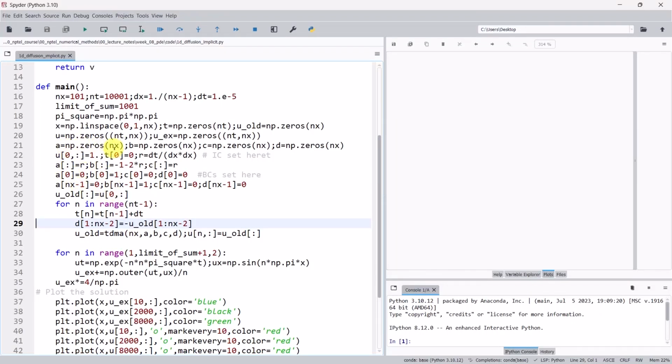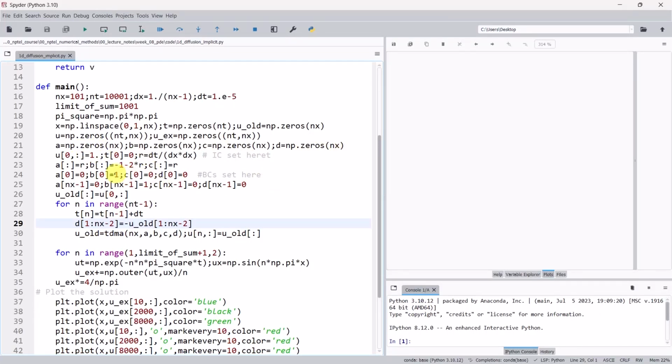U is defined as np.zeros of nt by nx. This np is numpy, so it is a numpy array of size nt by nx. At time level 0, I initialize it with 1. That is the initial condition. Ux is the exact solution, just as it was before. A, B, C, D are the coefficients. In this case, even though they are constant, this program is written in general for when they become functions of x. Therefore, A, B, C, D are initialized as numpy arrays of size nx, and they are initialized as 0.